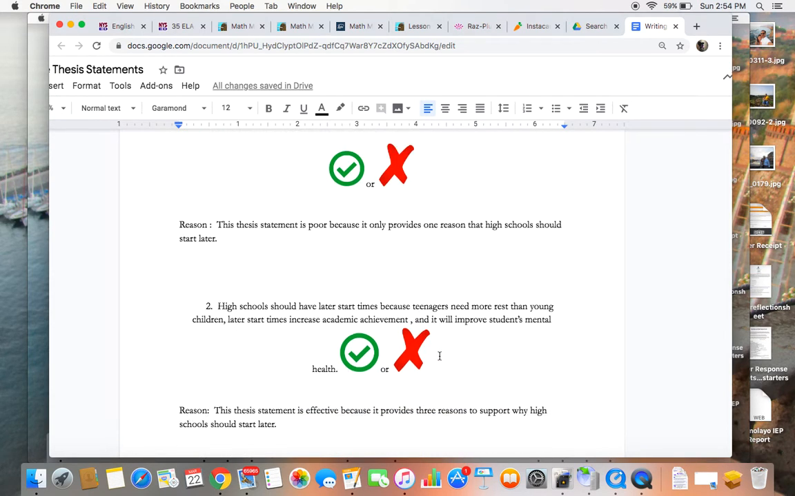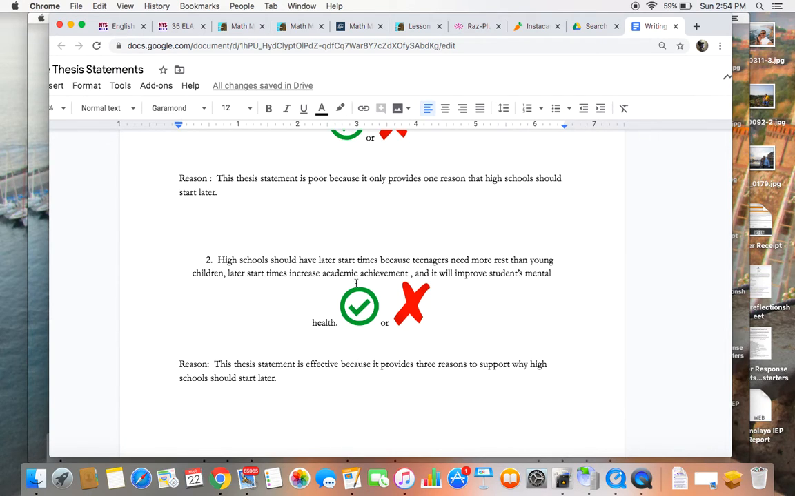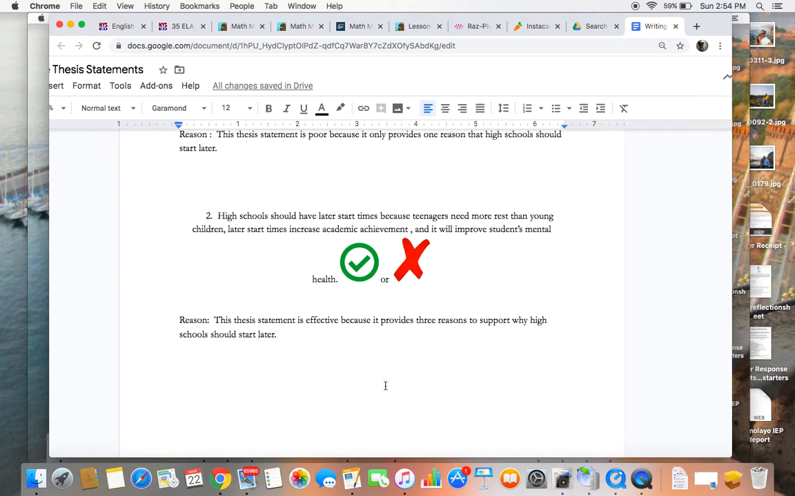Okay, the next one, high school should have later start times because teenagers need more rest than young children. Later start times decrease academic achievement, and it will improve students' mental health. Okay, this thesis statement is effective. This one gets a check because it provides 3 reasons why high school should start later. Again, this thesis statement is effective. It provides 3 reasons why high schools should start later. Okay?